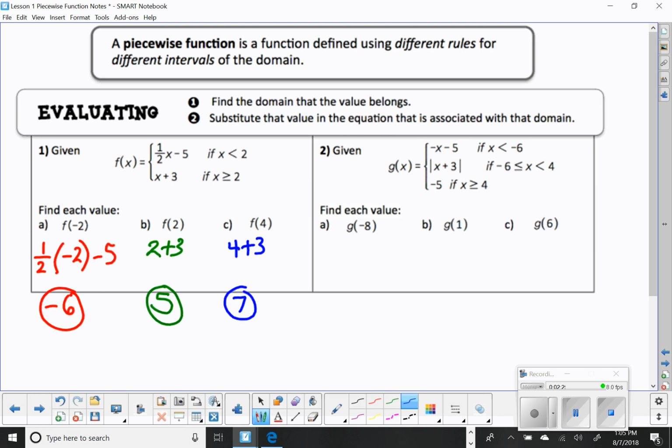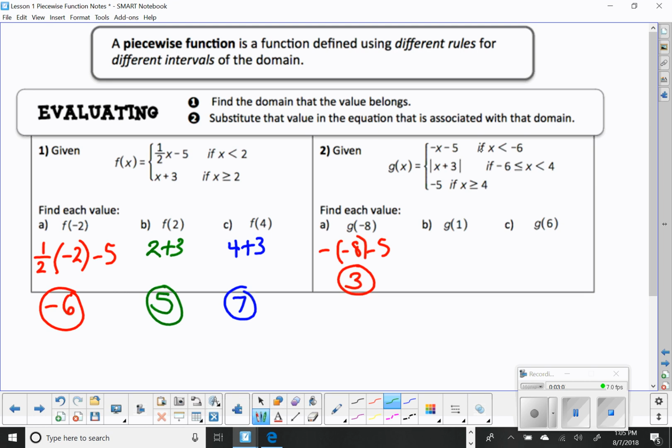Okay, for number 2, I have 3 pieces. Now notice the first piecewise function was completely linear. The second piecewise function is not necessarily just linear. It's linear and absolute value both. So let's take a look, and there are 3 pieces. G of negative 8. Is negative 8 less than negative 6? Yes. So I'll do negative 8 minus 5. That's negative 13.